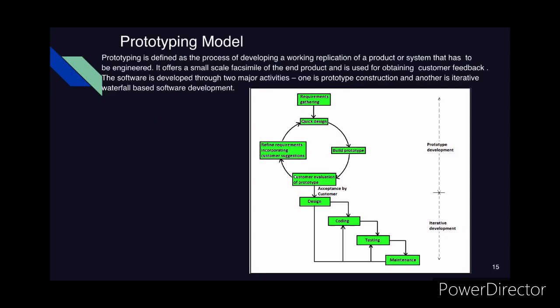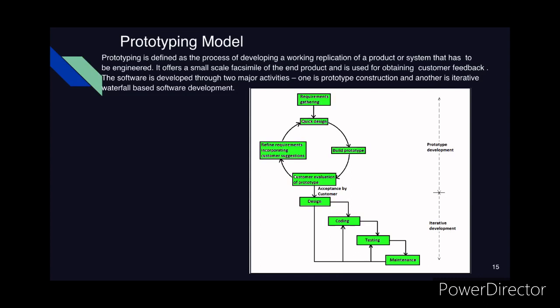So next is the prototyping model. As the name suggests, here in this model we will develop a prototype of the software. And in this prototyping model, multiple iterations occur. That means some phases are executed repeatedly. So after the requirement gathering phase, when we go to the next phase, we need to show this to the customer for evaluating the product.